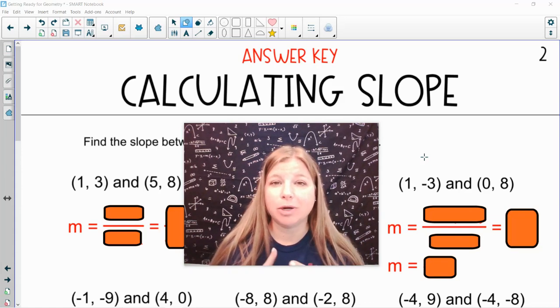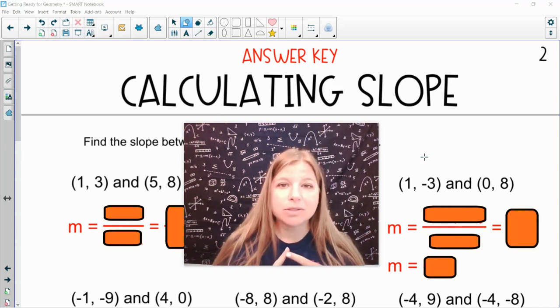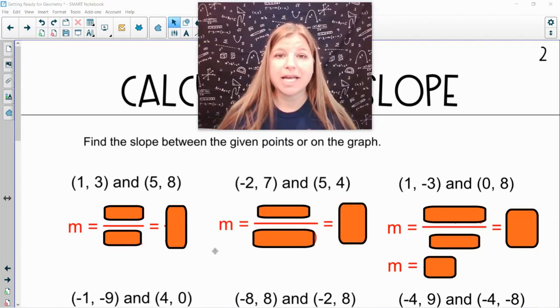So first we need to know our slope formula, how to subtract the y values divided by subtracting the x values. We also need to figure out how to calculate slope when we're looking at the coordinate plane using rise over run. Let's take a look. Okay, so the directions say find the slope between the given points or on the graph. I have 6 problems where I'm going to give you 2 ordered pairs, and we're going to use our slope formula to figure out the slope.